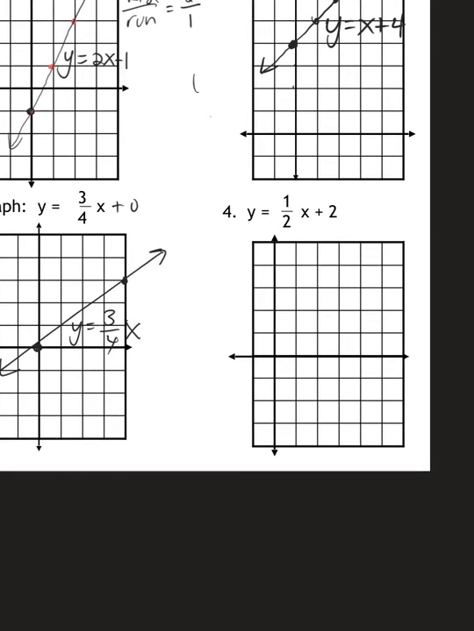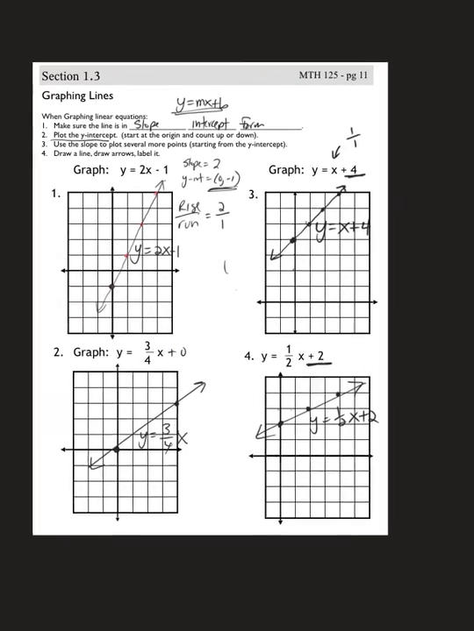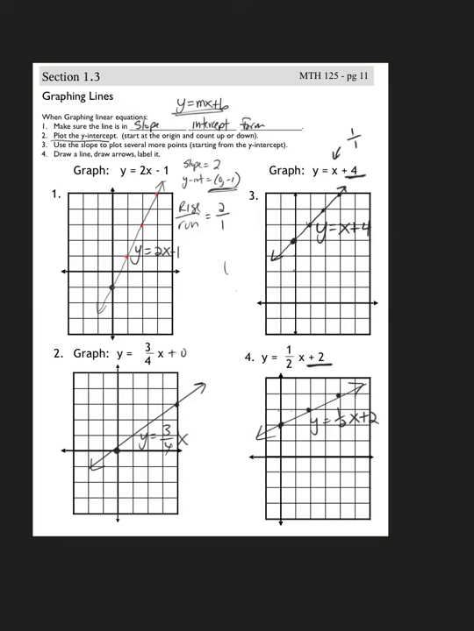The last one, my y-intercept is going to be (0, 2). That's right here. And I'm going to rise 1, run 2. And I'm going to go ahead and do my best to try to connect those dots and label my line appropriately. All of these slopes happen to be positive slopes. So now we need to look and see what happens when you have a negative slope.